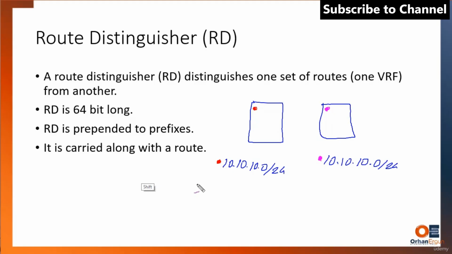Like I say, I'm going to add a 64-bit value to the beginning of these routes. And this is going to be carried along with the route, but like I said, most of the time we call this locally significant. It means that in transition, it doesn't do anything. We prepend it to the prefix, and we send it to other routers so that they know that, again, this belongs to this specific routing table.